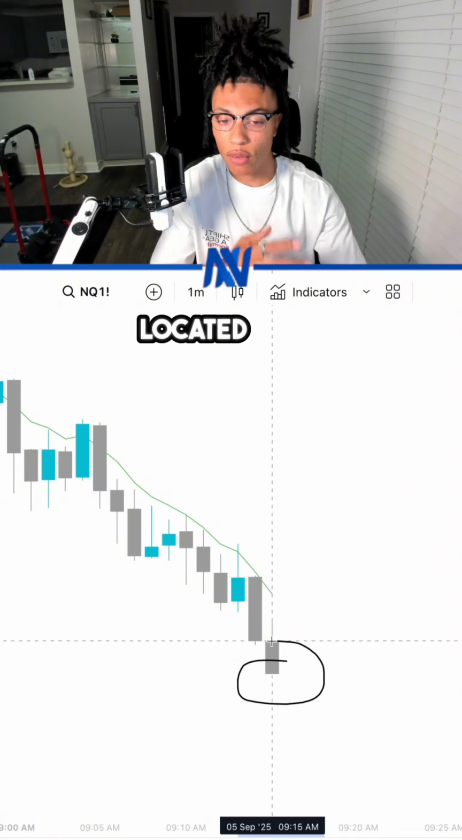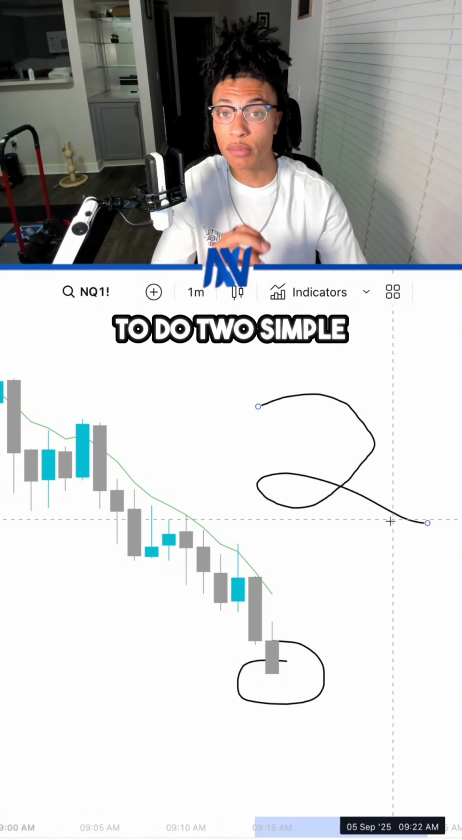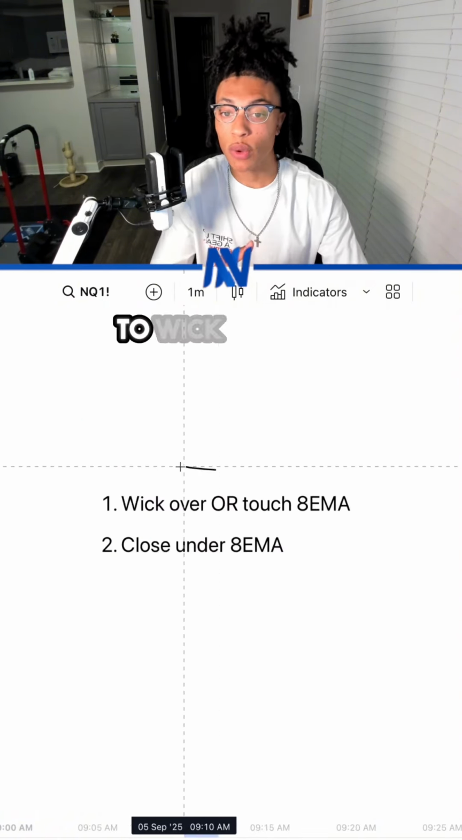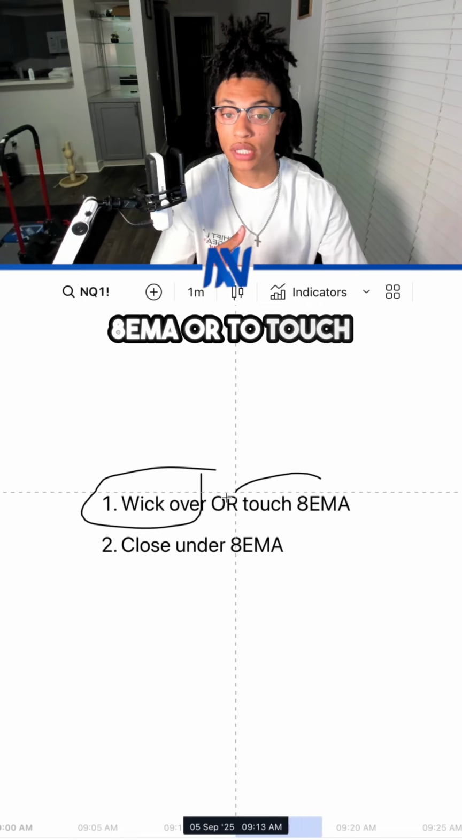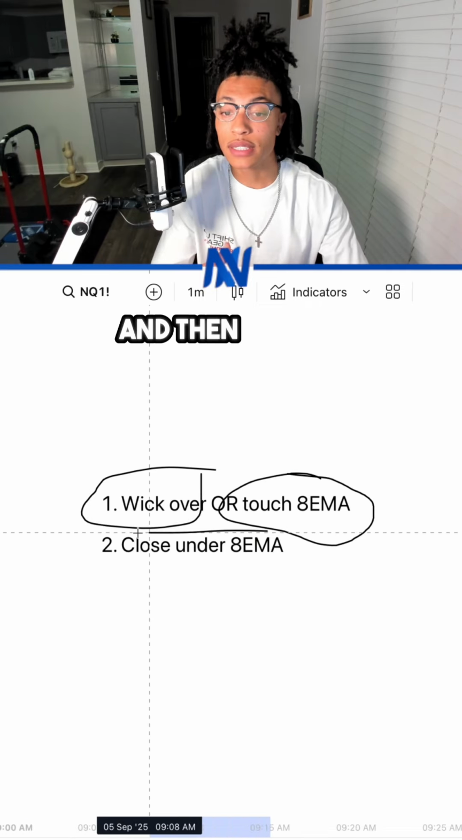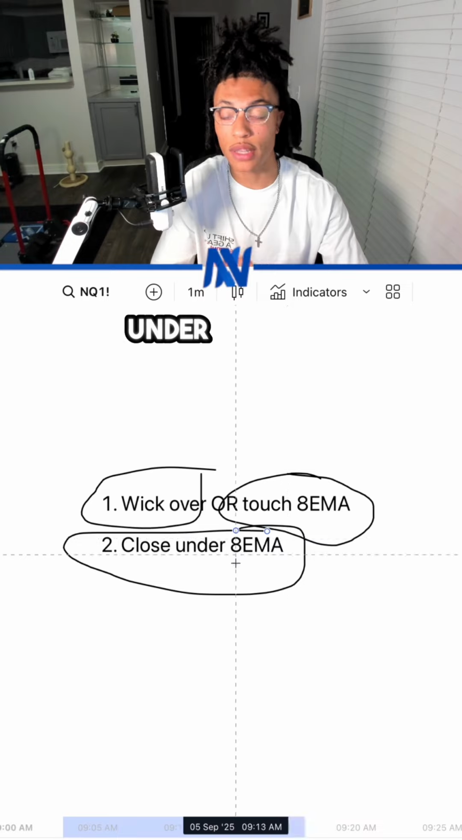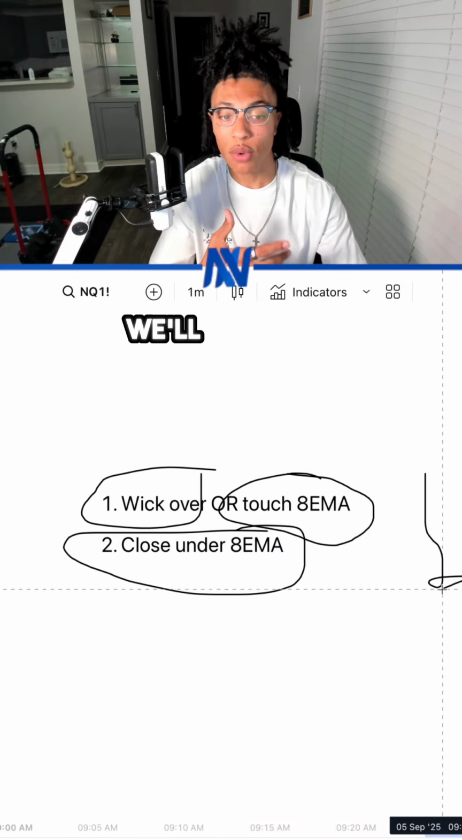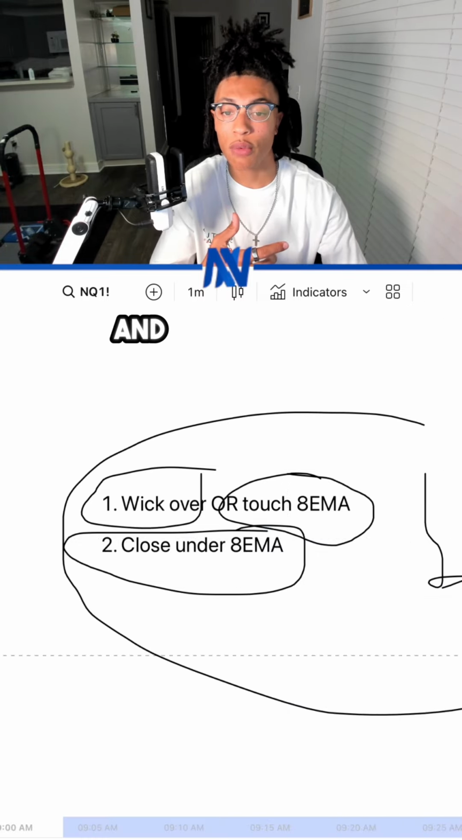Where price is located right here, we want price to do two simple things. First thing we want is price to wick over the 8 EMA or to touch the 8 EMA equilibrium zone. And then second thing price has to do is close under the 8 EMA. With these two steps complete, we'll have full confirmation of a downtrend and we'll be able to get into a trade.